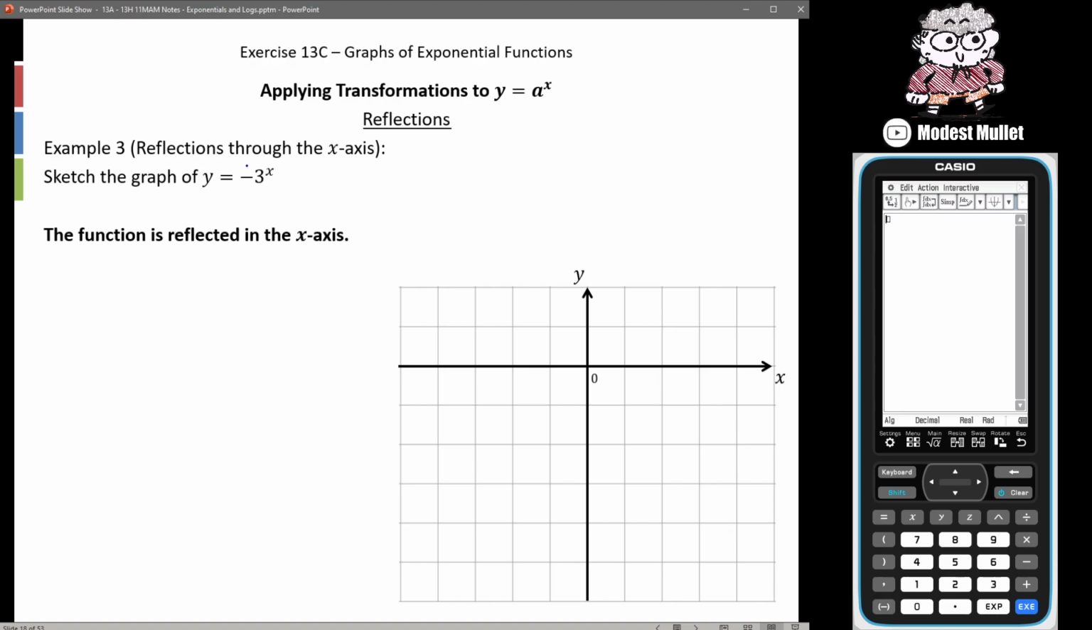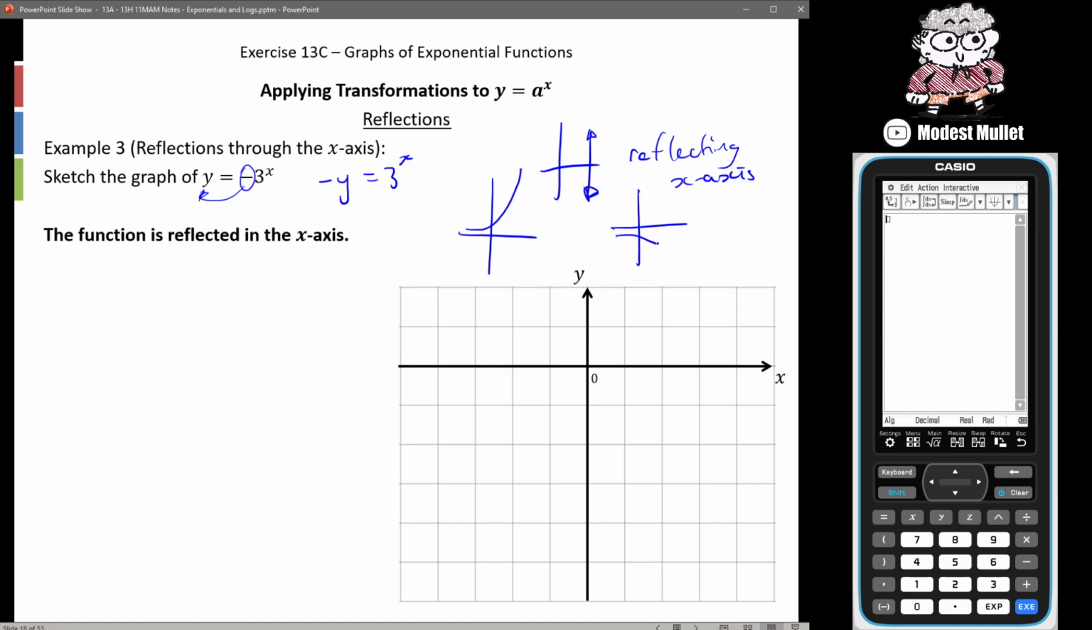Okay. Now, because the negative is out the front, it's not directly applied to x. If we have the negative out the front, if we applied it directly to something, we could rewrite this as negative y is equal to 3 to the x. So we can see that y has been replaced with negative y, so that means our y values are being switched about, so we're reflecting about the x-axis. So instead of it looking like that, we're actually now going to have something flipped upside down. We flipped about the x-axis.